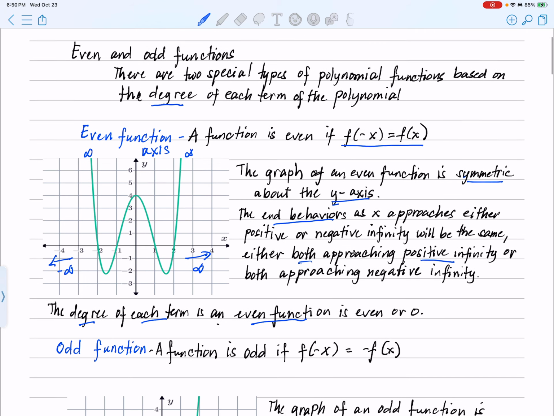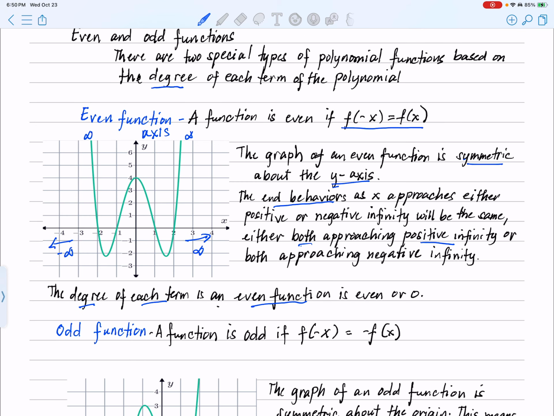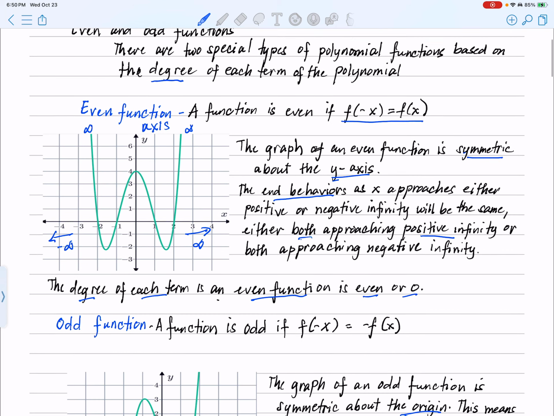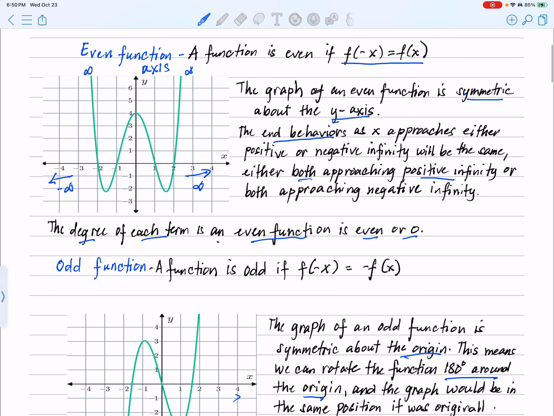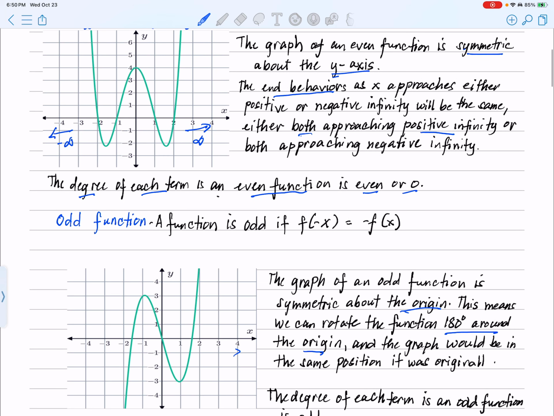The degree of the term in an even function is even or zero. We'll get to know more about even functions later on. The next type is an odd function. When can you say that the function is odd? A function is odd if f of negative x is equal to the negative of f of x, or the negative of that function.